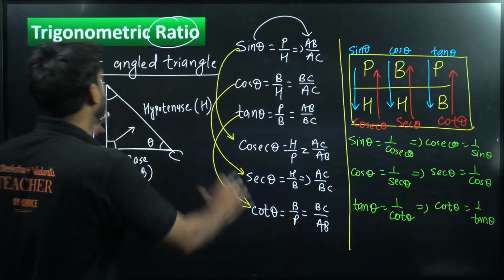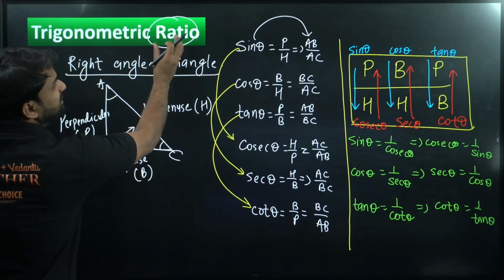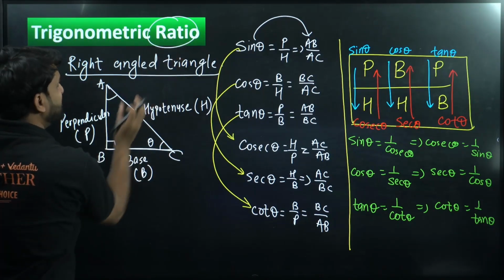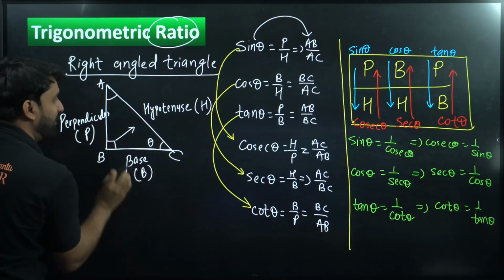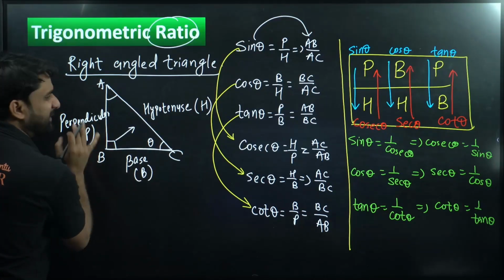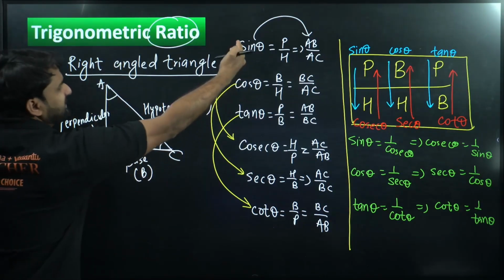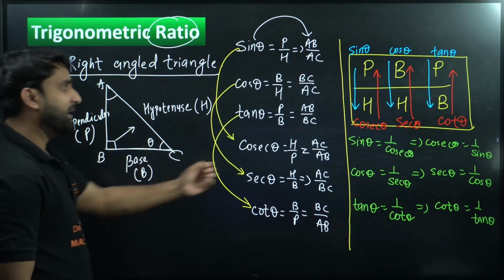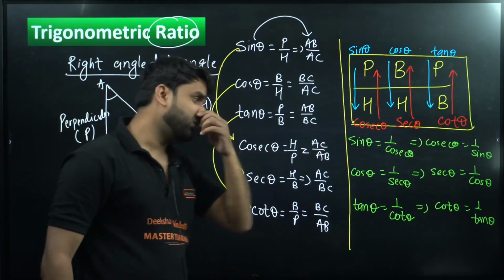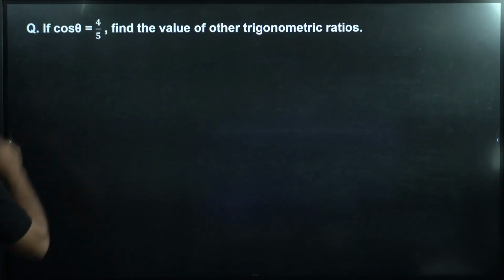So what does it mean by trigonometric ratio? Ratio means the ratio of these sides, perpendicular, hypotenuse, base, perpendicular, right? And trigonometry means these are the trigonometry. So I have given you the short trick, PB, PHHB. You guys can memorize. Let's do few questions.